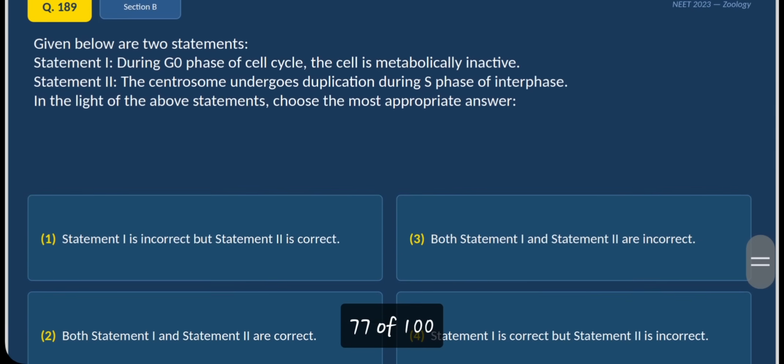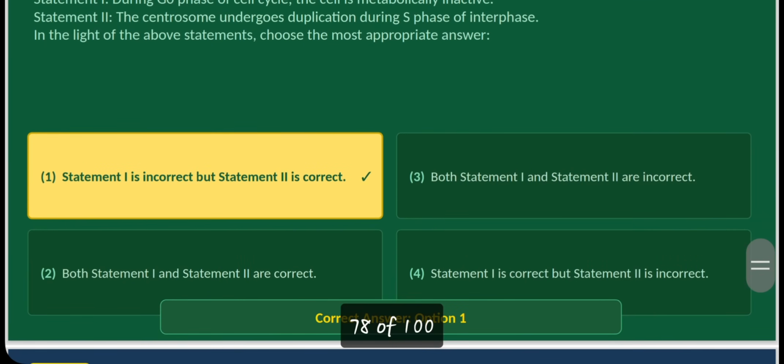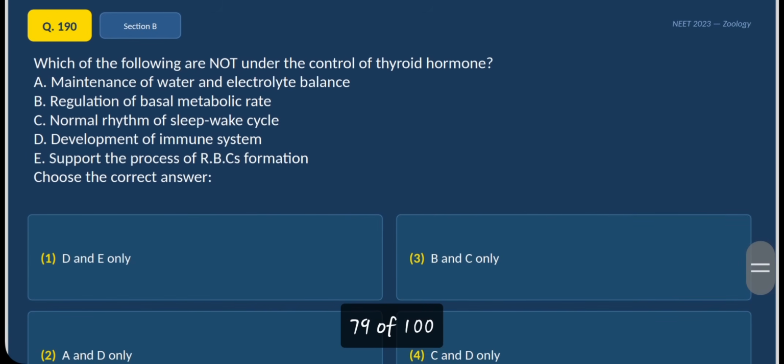Given below are two statements. During G0 phase of cell cycle, the cell is metabolically inactive. It is wrong. The cell does not proliferate, but they are metabolically active. Statement 1 is wrong. Quiescent center, metabolically they are active, but they do not proliferate. Statement 2, the centrosome undergoes duplication during S phase of interphase. Statement 2 is correct. Statement 1 is incorrect, but statement 2 is correct. So you can notice that many of the cell biology questions have been asked under zoology in this particular 2023.